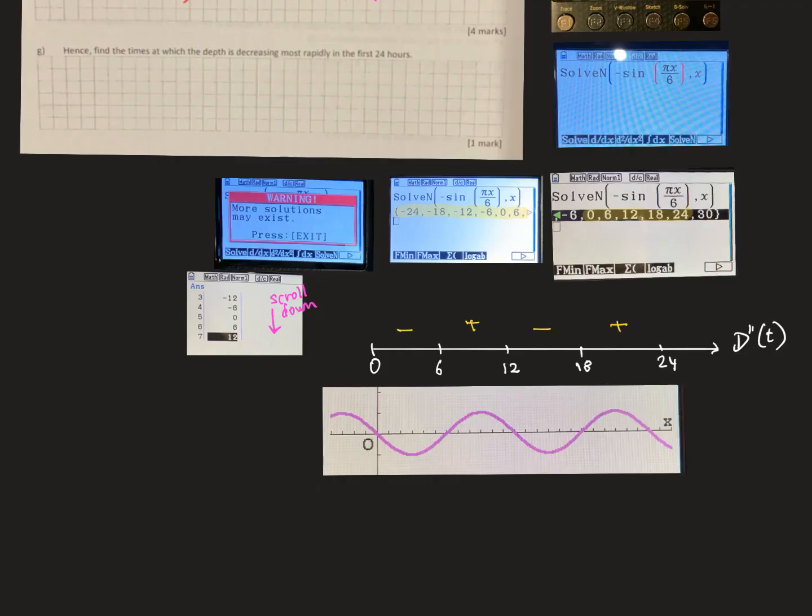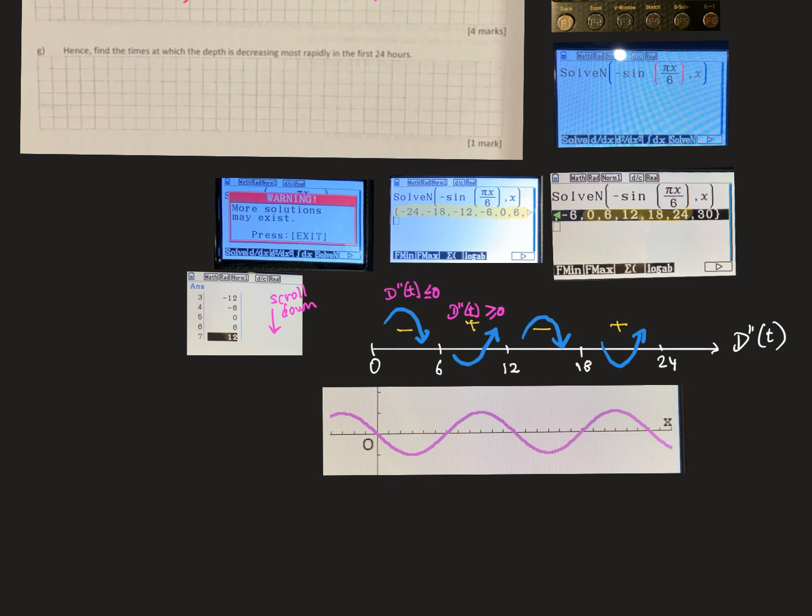So this sine curve now tells us that on a negative interval, we will have a curve down, concave. And on a positive interval, we will have a curve up, which is concave up or convex. And this is because d double dash t here is less than or equal to 0, whereas over here d double dash is greater than or equal to 0.